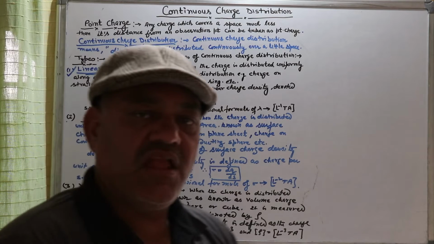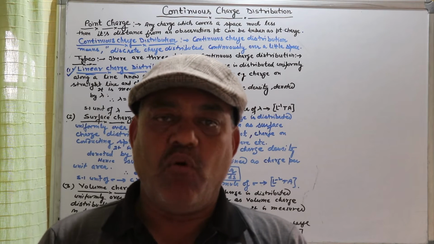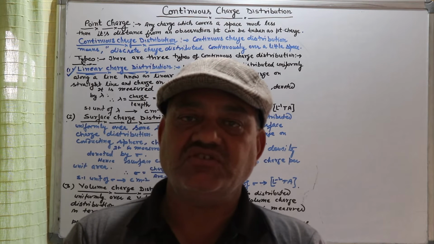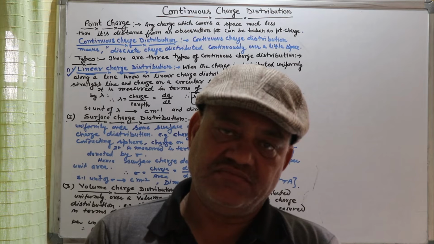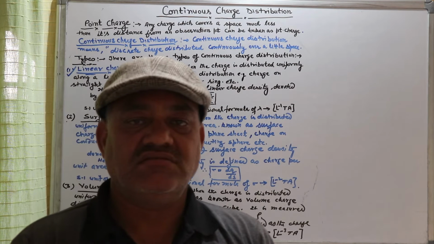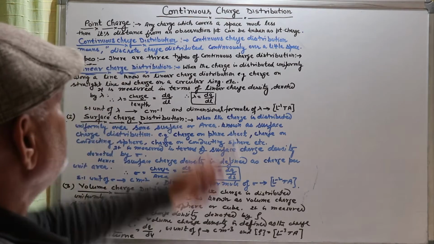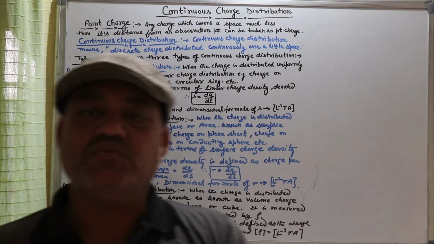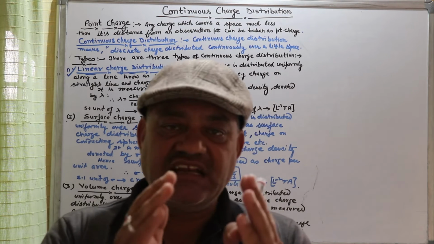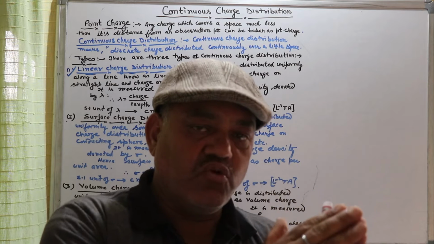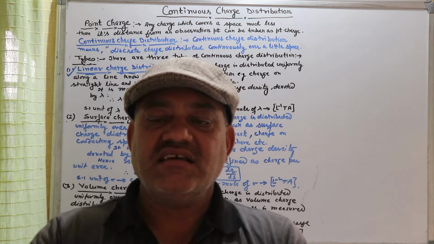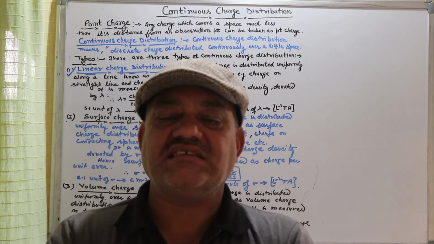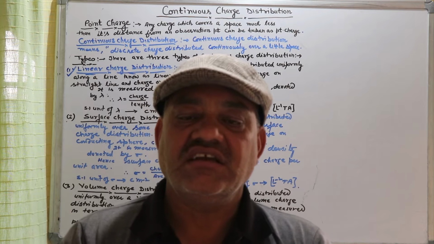Now we will come to the point which we are going to discuss, that is continuous charge distribution. Now what is continuous charge distribution? Continuous charge distribution क्या होती है? Continuous charge distribution means discrete charge is uniformly distributed up to a little space. Discrete charge distributed continuously over a little space is known as continuous charge distribution.